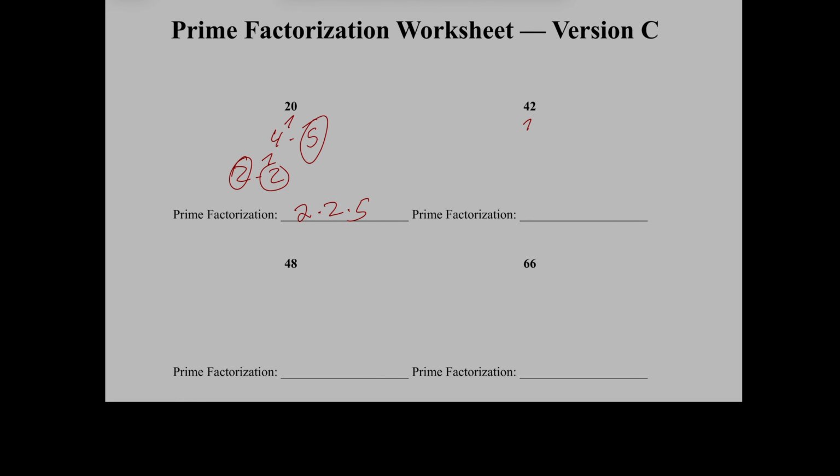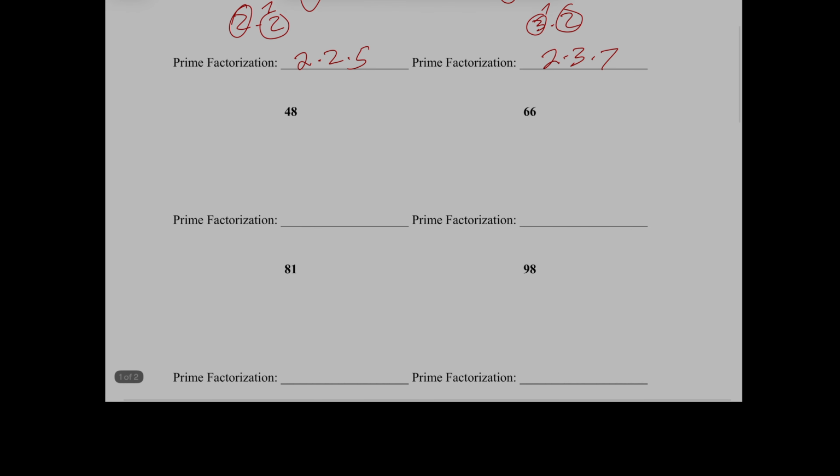How about 42? Hopefully you see that as 7 times 6, and 6 can go down as 3 times 2, okay? And this becomes 2 times 3 times 7. What if you didn't see 7 and 6? Maybe you just saw it's even, so you want to go by 2, and you'll get 2 and 21. Well, let's just do that, 2 times 21. What's 21? 7 times 3. 2 times 3 times 7. Okay, so it doesn't really matter what you start with. Start with whatever you see.